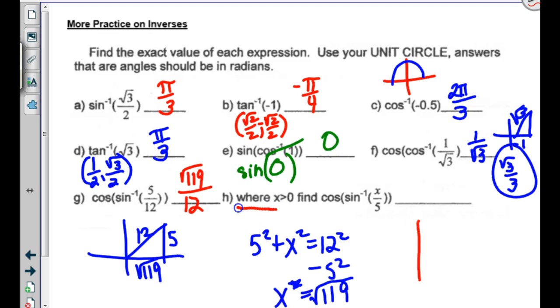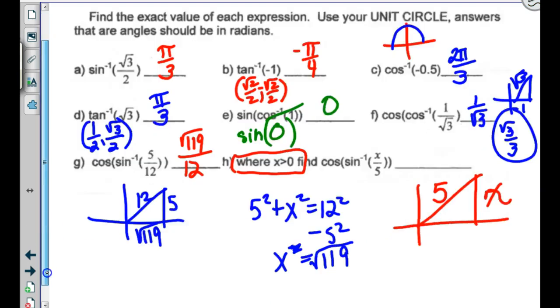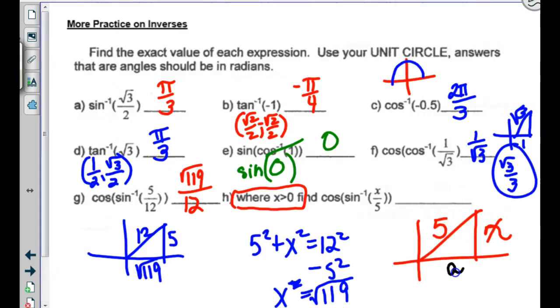All right, here's one of our icky ones. It does say here where x is greater than 0, that just means it's positive, so we're in quadrant 1. Okay, the sine is x over 5. Well, sine is opposite over hypotenuse. I really hate that they use the variable x, but again, how are we going to find cosine? Okay, we can use a.